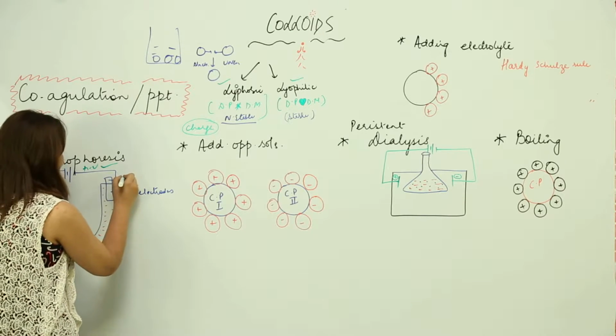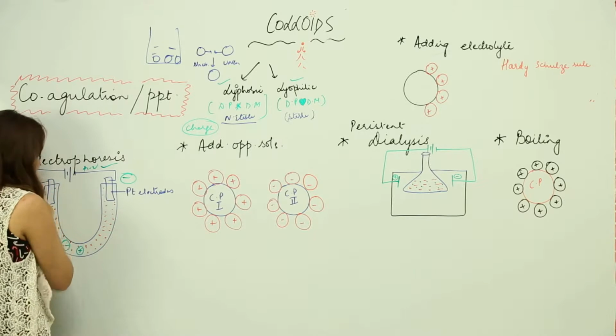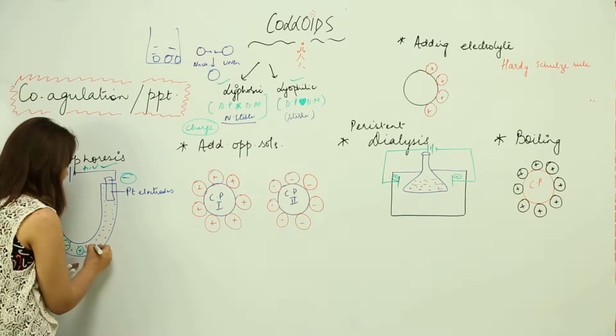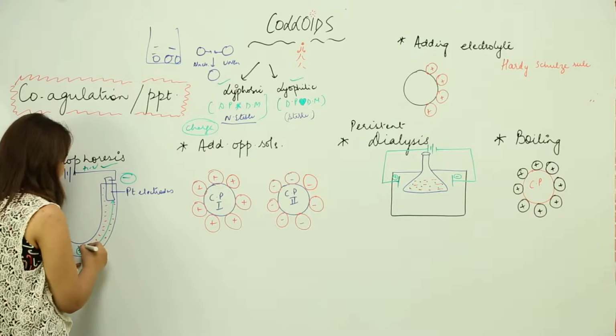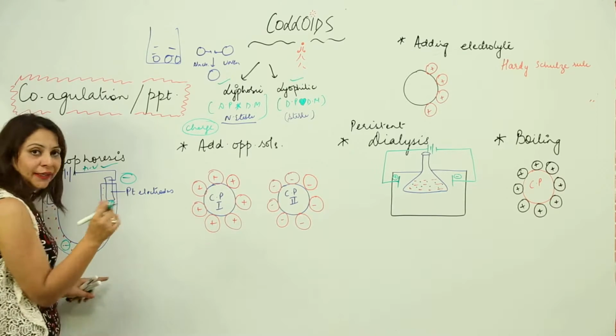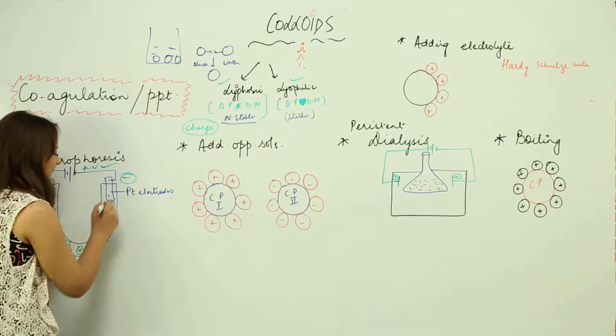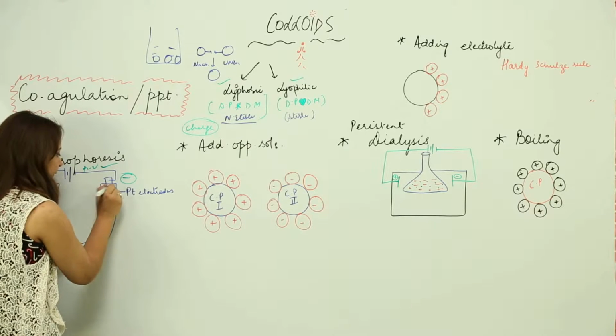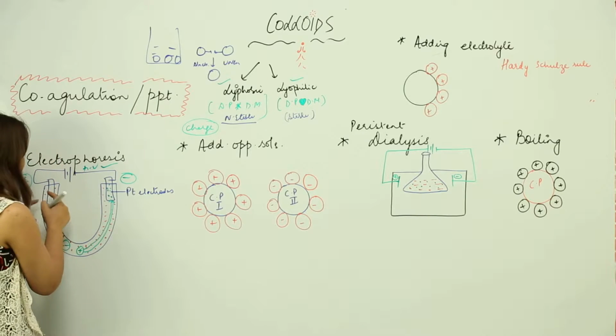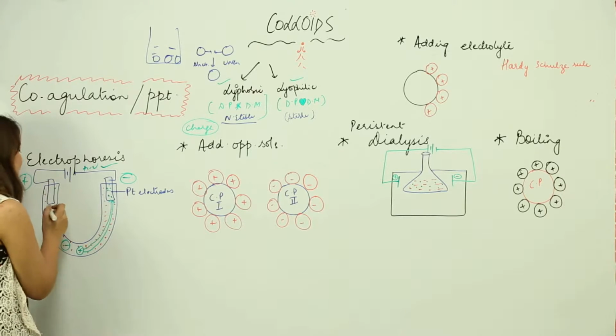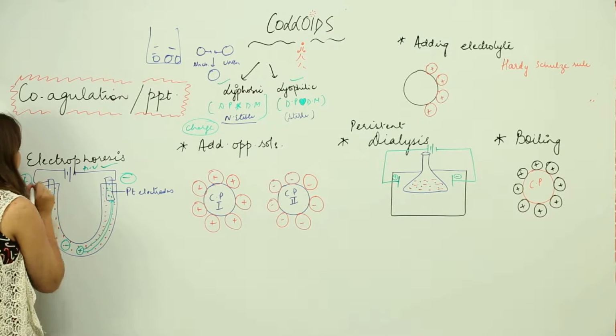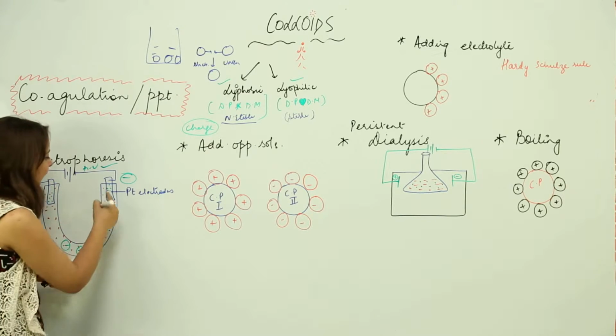As this is a negative electrode and this is a positive electrode, the positively charged colloidal particles will move here. When they move here, their charge gets neutralized and the particles start depositing here. Likewise, the negative ones will go towards the positive pole, neutralize their charge and start depositing here. So what happens when they get deposited here?